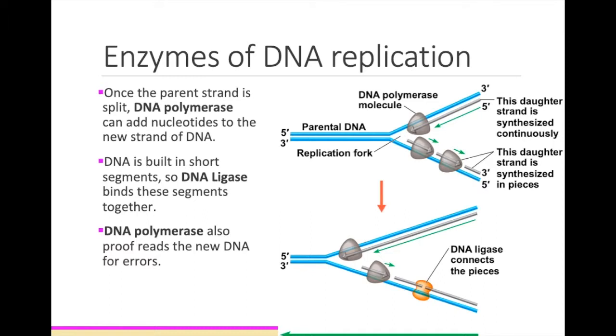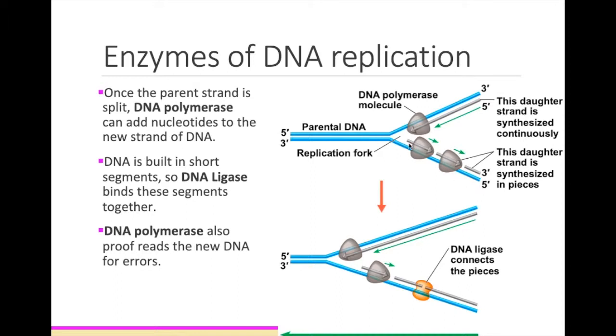So here are some enzymes that are involved in DNA replication. Once the parent strand is split open, the very first thing we have to do is open up the double strand. Then we have a molecule called DNA polymerase. And this enzyme can add nucleotides to the new growing DNA strand. One thing that's interesting about this is that it can only go in the 5' to 3' direction. So if you look at this replication fork, which is part of a bigger replication bubble, this strand over here is being synthesized continuously. It's going from 5' to 3' towards the replication fork.